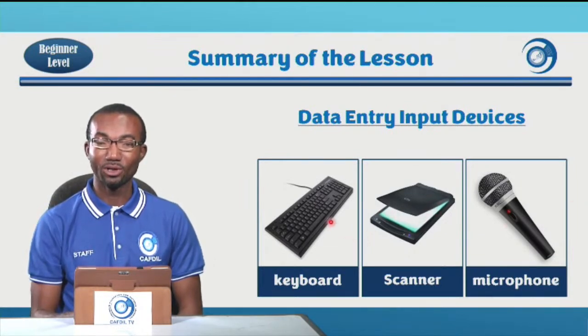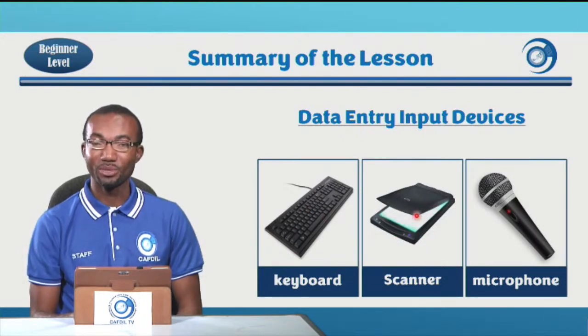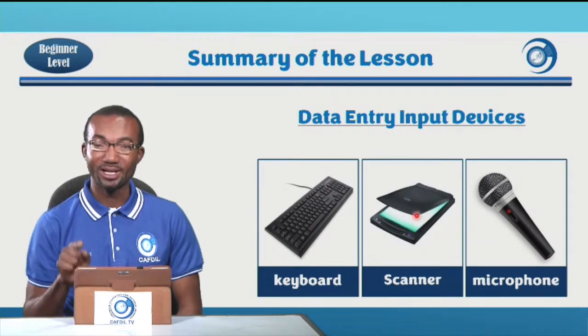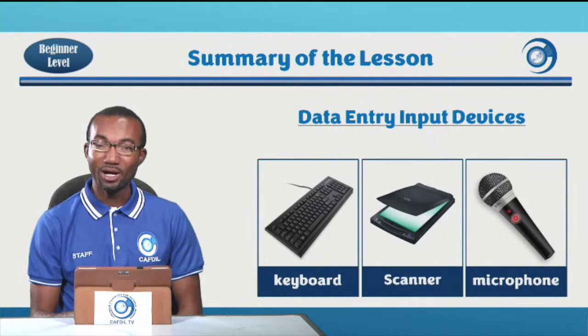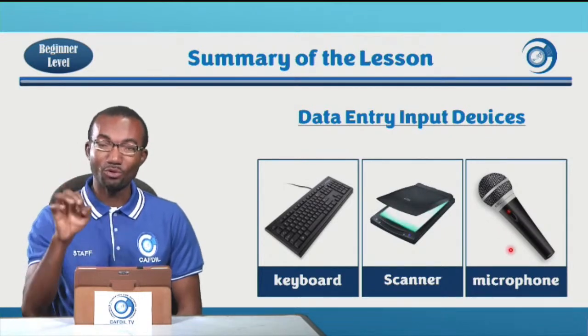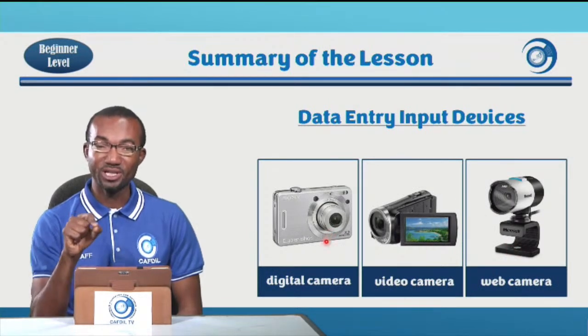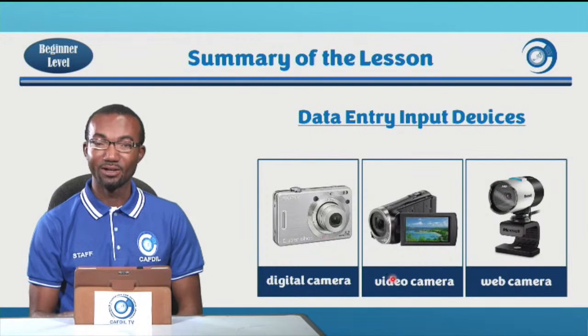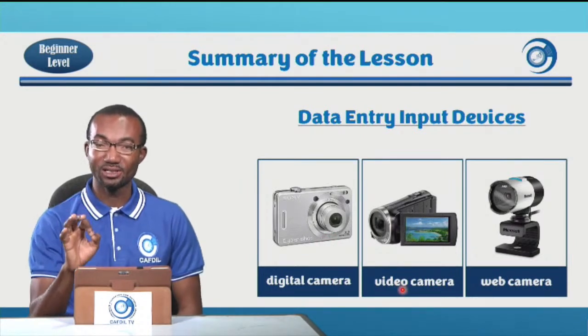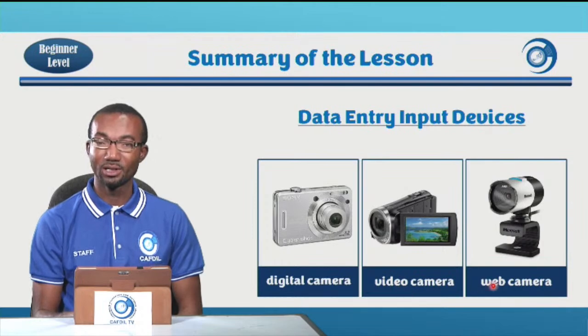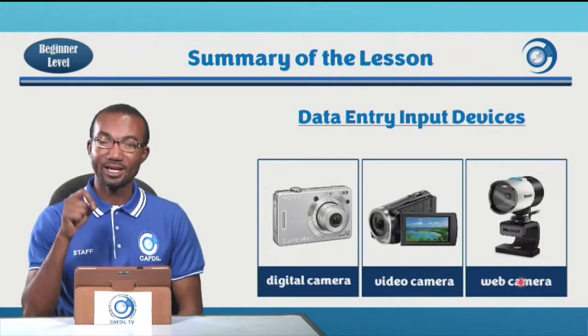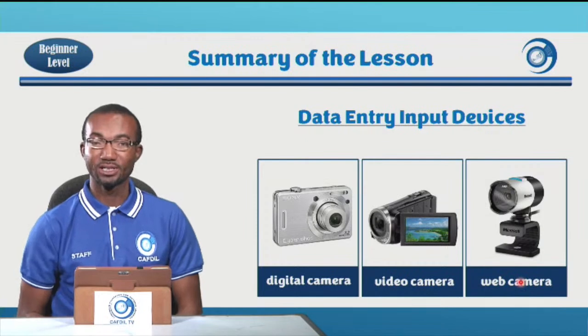So we looked at the keyboard. The keyboard sends text and numbers and commands into the computer system. The scanner converts hard copy documents or pictures and makes them soft copy and sends it into the computer system. Microphone sends sound or audio information into the computer system. A digital camera sends pictures into the computer system. A video camera sends motion pictures, that is videos, into the computer system. The web camera sends both pictures and videos into the computer system.